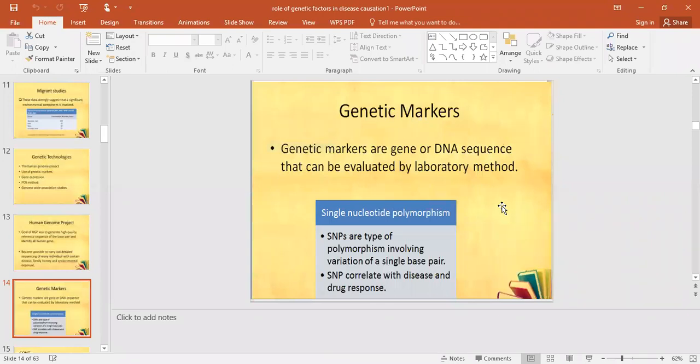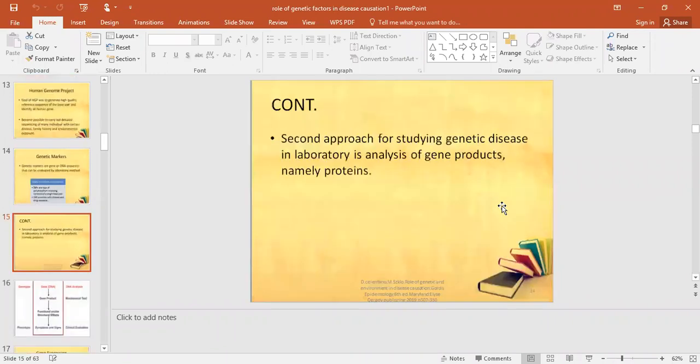Genetic markers. Genetic markers are genes or DNA sequences that can be evaluated by laboratory methods. Single nucleotide polymorphism: SNPs are a type of polymorphism involving variation of a single base pair. SNP correlates with disease and persistence. A second approach for studying genetic disease in the laboratory is analysis of gene products, mainly proteins.